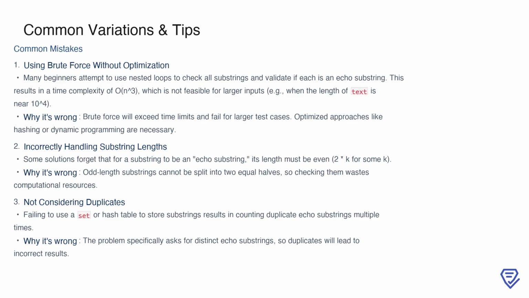Remember, for a substring to qualify as an echo substring, its length must be even, since it needs to be split into two equal halves. Checking odd-length substrings is unnecessary and wastes computational resources.